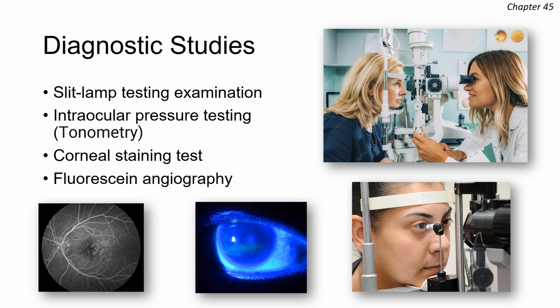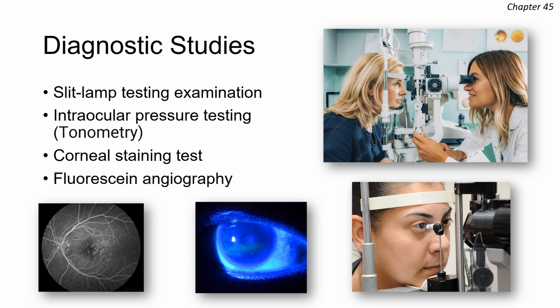Then we have our intraocular pressure testing or tonometry. This is the bottom right. There are a couple ways to do this. This one, you can see that little probe in front of the eye is going to push air in, and that is testing the intraocular pressure.